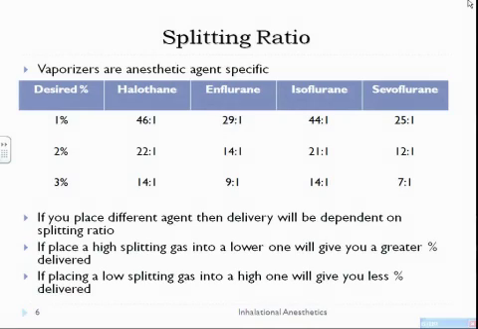On the other hand, if you place a low splitting gas into a high one, the person may most likely wake up because the actual delivered is much less. This is sometimes asked, so just in case you know. That's why you have to be very, very careful when you fill the vaporizers that you fill the right agent in the right vaporizer. You can't take one vaporizer and change it out and then just change the agents in it. It won't work. You'll get bad effects.